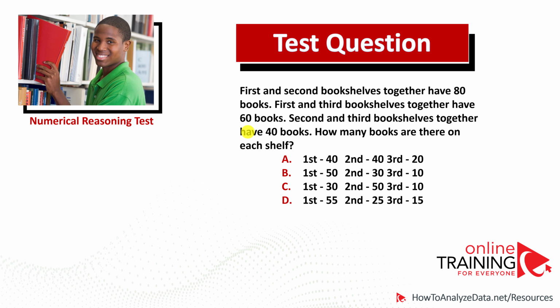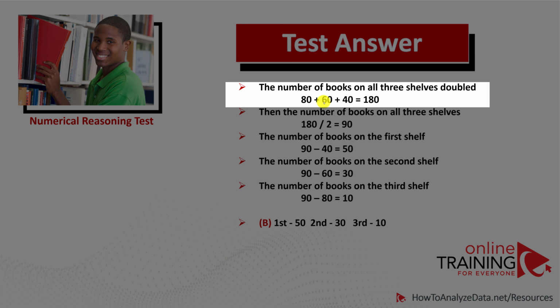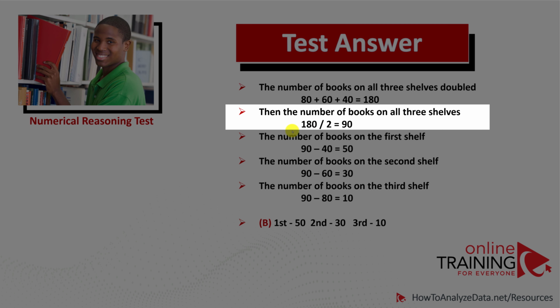The key to solving this challenge is the fact that all bookshelves are mentioned here twice. And we can easily calculate twice as many books as are on each shelf. To do that, let's add 80 plus 60 plus 40, and we will get 180. Then, to calculate the actual number of books on all 3 shelves, we just need to divide it by 2, which will give us 90 books.